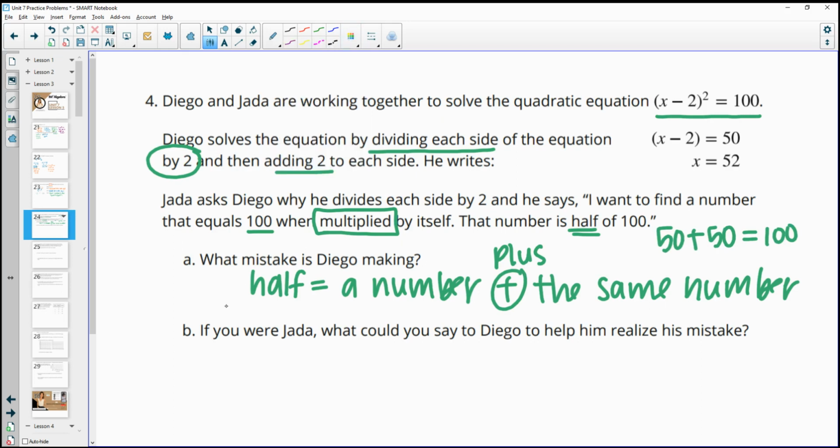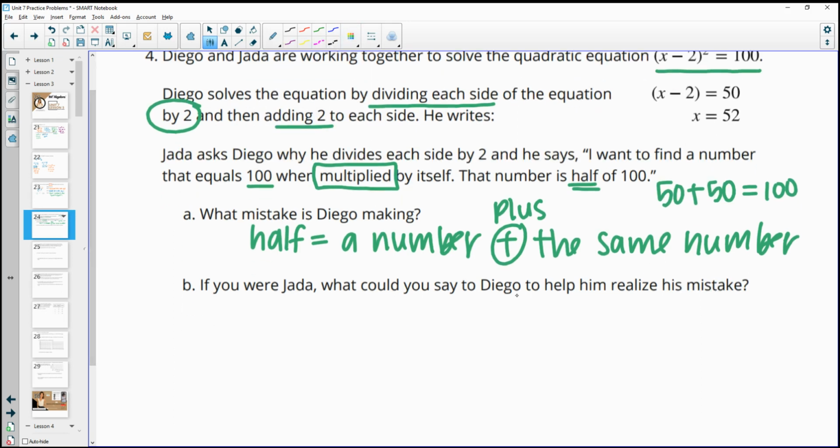So then part B says, if you were Jada, what could you say to Diego to help him? Okay, not tell him, but help him realize his mistake. So you could say something like, does 50 times 50, because he said he knows that they need to multiply by itself. So you could say, does 50 times 50 equal 100?